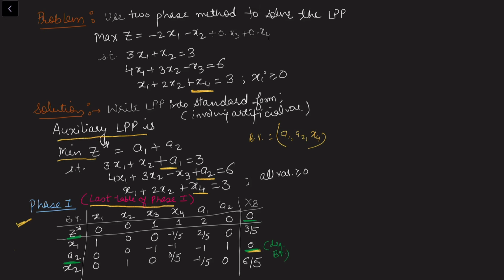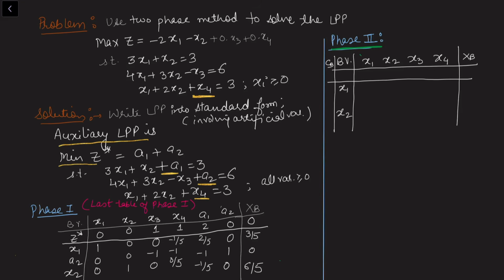So now I'll construct the phase 2 table, and in phase 2 I want to work with the original decision variables.